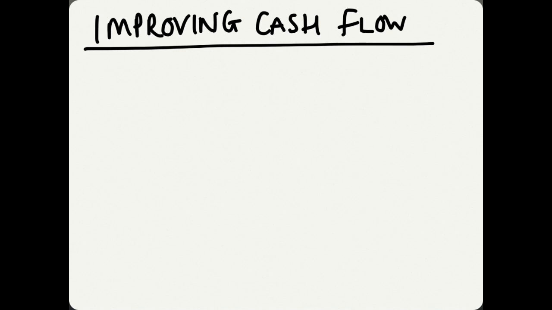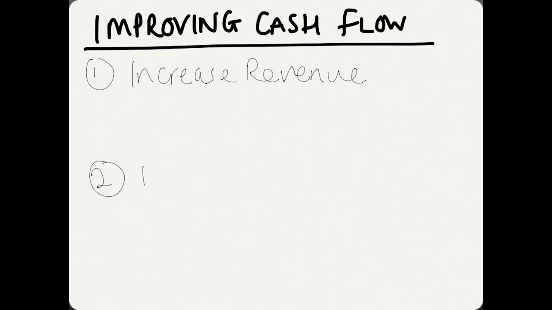A common question in the GCSE exam is how could this business improve their cash flow? So there are two ways of improving cash flow. The first is by increasing revenue. And as you know, revenue is the money coming into the business. And the second is to decrease costs.